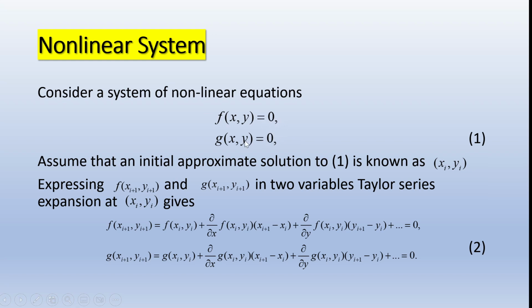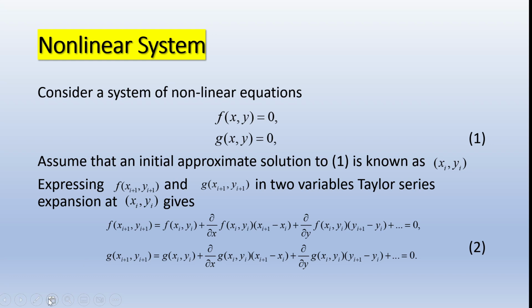And then we assume that the initial approximate solution to nonlinear system 1 is known as xi, yi. A solution means that when we plug in x and y in both equations, they will satisfy the right hand side, which is equal to 0.